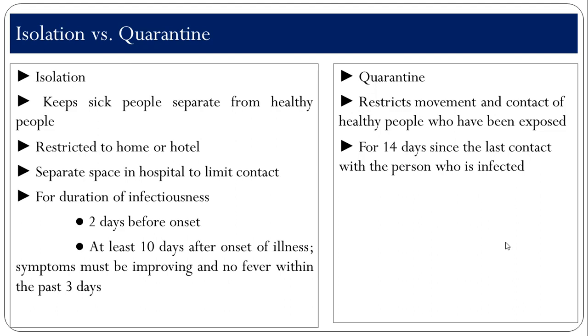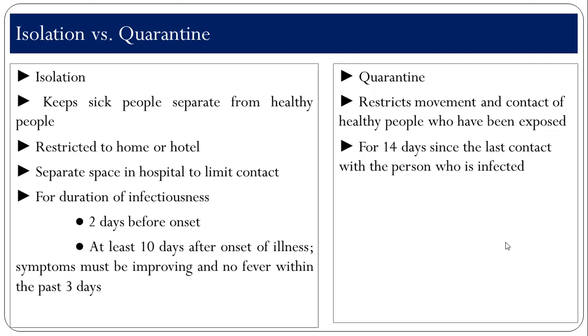Isolation means keeping sick people separate from others, from healthy people or any other person. We are talking about sick people in the case of isolation. This can be done within home, so you can restrict yourself to your home. If you live with other people, you would also need to keep from having contact with other people even within the home. If you are unable to do that within your home, then you may need to go somewhere else to isolate yourself from other people.